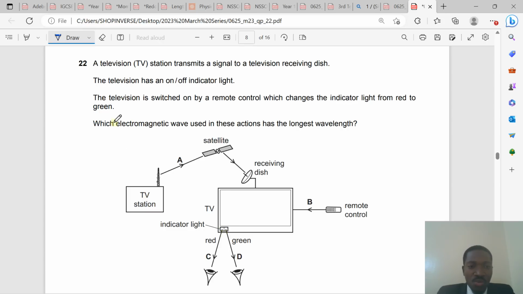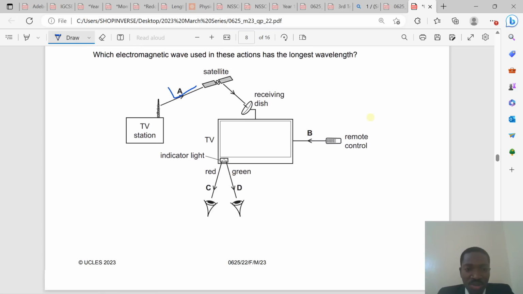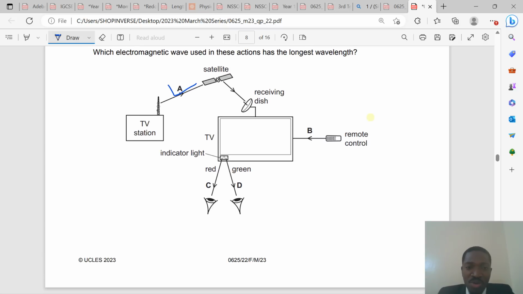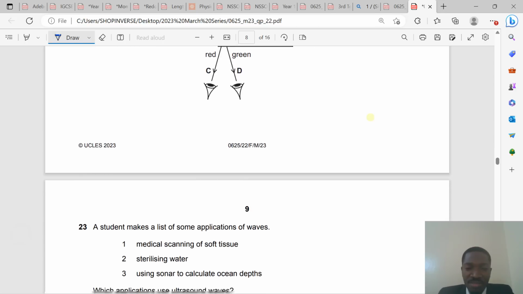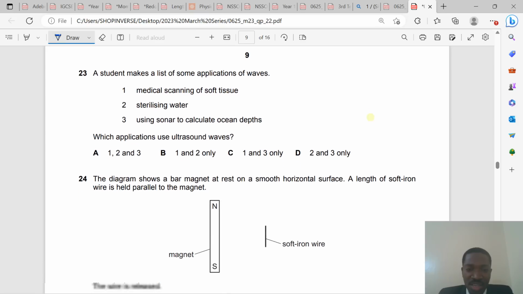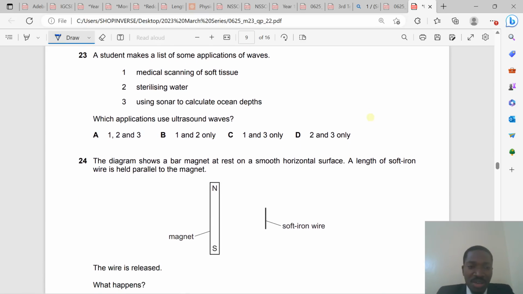The question says, which electromagnetic wave used in this action has the longest wavelength? Radio waves have the longest wavelength. According to the electromagnetic spectrum, we have radio waves, microwaves, infrared, visible light, ultraviolet, X-ray, and gamma rays. Radio wave has the longest wavelength.